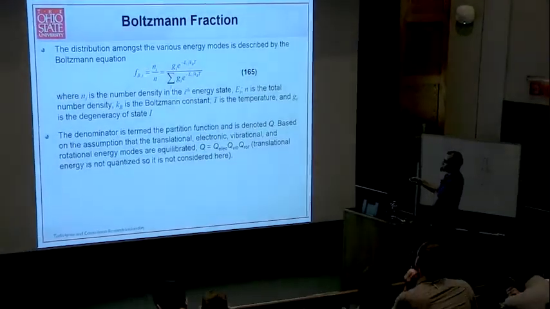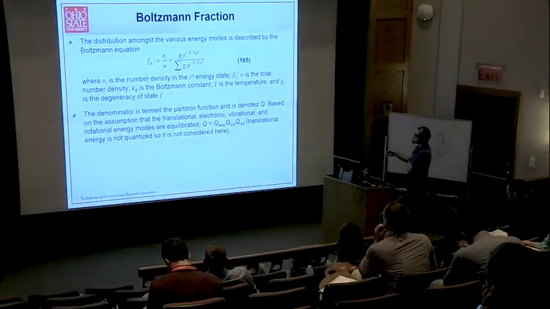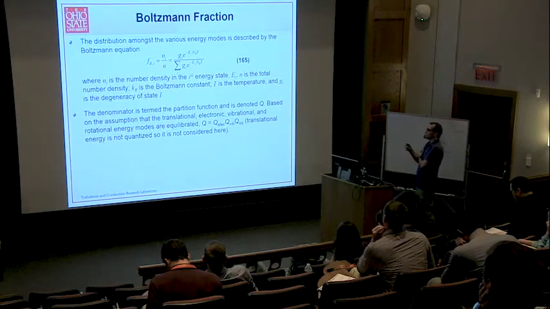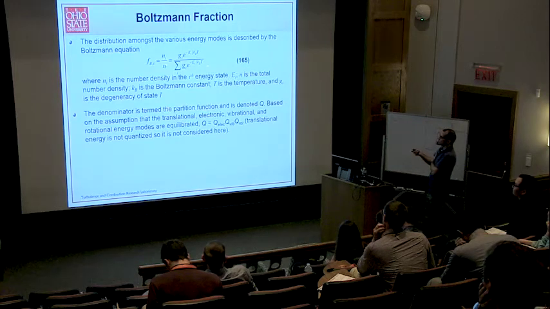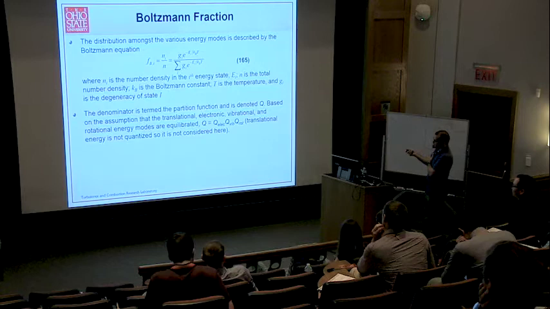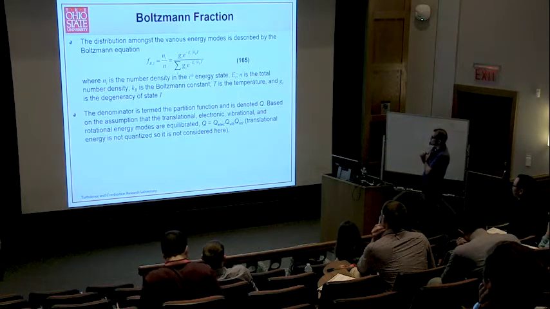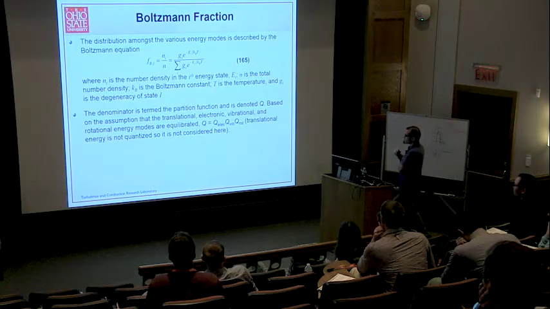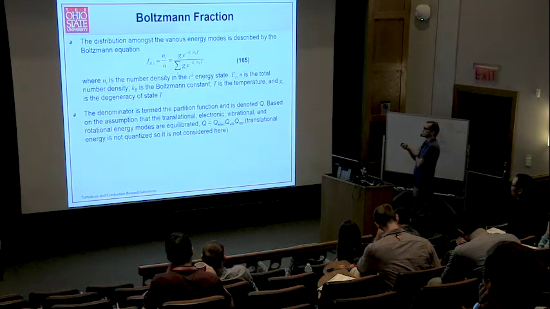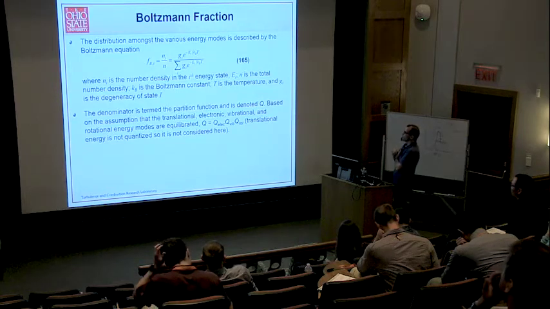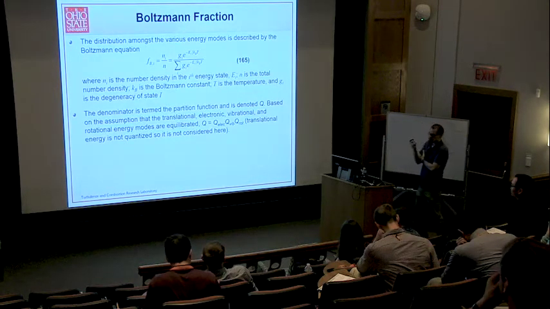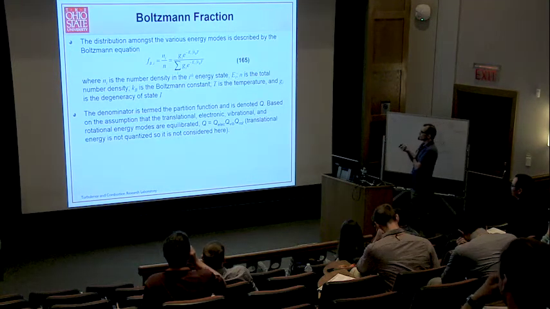Now this can be applied to the rotational states, the vibrational states, the electronic states. The denominator here is what's termed the partition function, and it's denoted Q. Q again, we have a lot of Q's. We'll actually have another Q later. Q is used a lot. So this is not quenching. This is just the terminology used for the partition function, and I use Q because that's what's used within the literature.